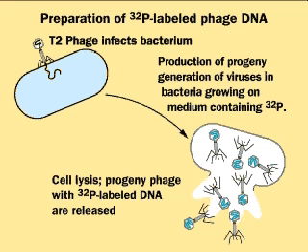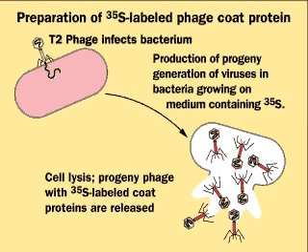They prepared 2 batches of T2. By growing E. coli on media labeled with phosphorus-32 or sulfur-35, and then growing T2 viruses on those bacteria, they obtained viruses labeled with P32, which marked their DNA, or with S35, which labeled their proteins.